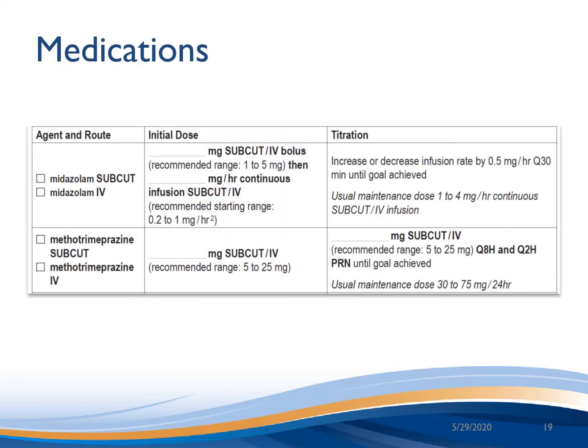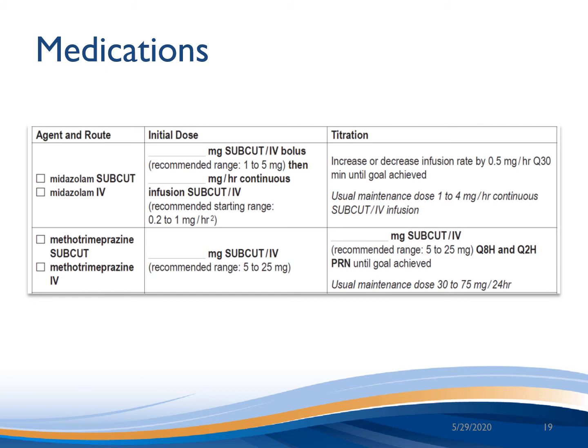There are 4 medications listed for palliative sedation, and we're going to discuss the first 2 here, which are midazolam and methotrimeprazine. Midazolam is the recommended first-line medication for palliative sedation because it has a short half-life and can be used for rapid titration to effect. If the patient is oversedated, it's easy to lower the infusion rate and bring them back to an appropriate level of sedation, while also not leaving them with suffering for longer than they need to during initiation.